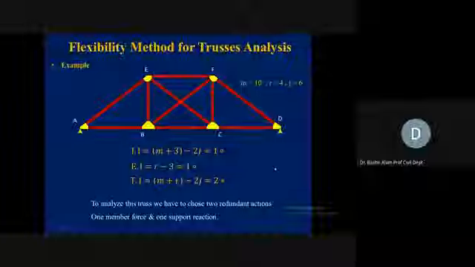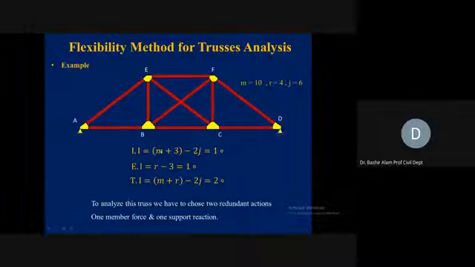To find the internal indeterminacy, it is m plus 3 minus 2j. m was 10. 10 plus 3 is 13, minus 2 times j, which is 6, so 12. It is 1 degree. Internal indeterminacy is 1 degree, so we need to cut one member to release the member force. External indeterminacy is r minus 3, r was 4. So 4 minus 3, 1 degree. So it means we need to release one support reaction in order to have an externally determinate structure. Total indeterminacy is m plus r minus 2j. So 10 plus 4 is 14, minus 2 times j, which is 12. So 14 minus 12, 2 degrees.